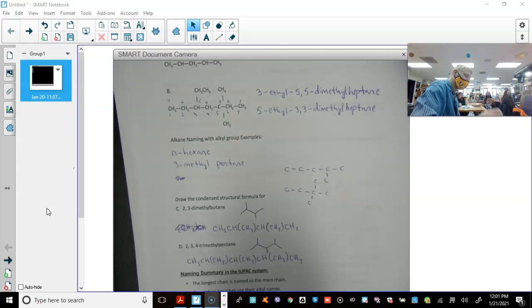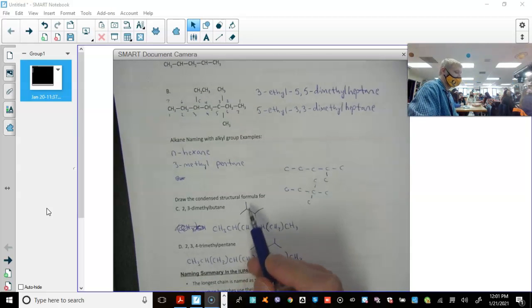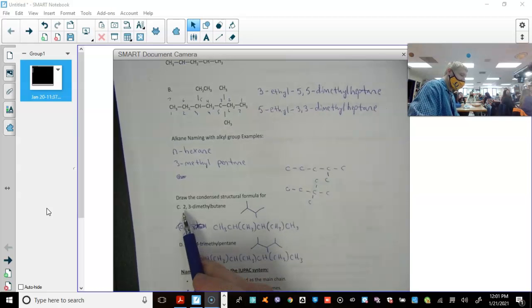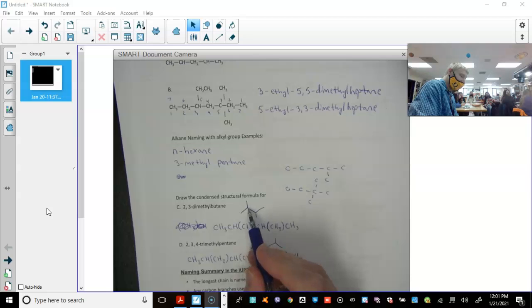And then the bottom two, I personally just write the line angle formula first, and then I write the structural formula. So 2,3-dimethylbutane, I got 1, 2, 3, 4, that's my butane. And I got 2 and 3. 1, 2, 3, and 4. So I got my methyls on 2 and 3.